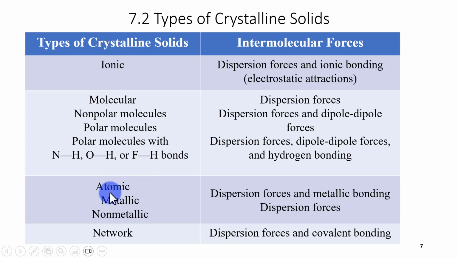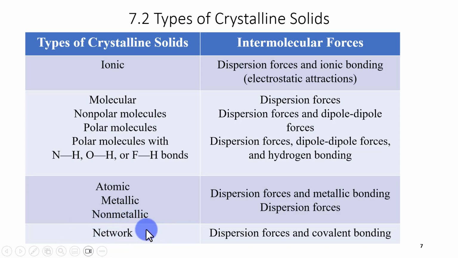When we have atomic solids, they can either be metallic or nonmetallic. The metallic solids have dispersion forces and metallic bonding. And remember, the metallic bonding is very, very strong because it's almost as if you have this electrostatic attraction, but it's between all of these positively charged atomic ions and this sea of valence electrons. So they can be very strong.